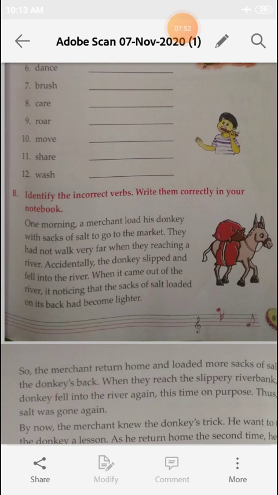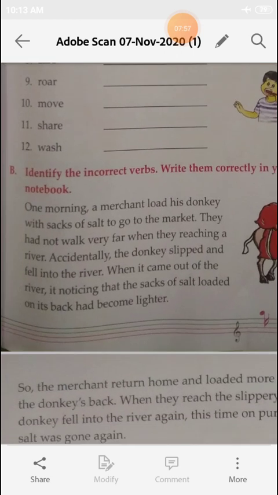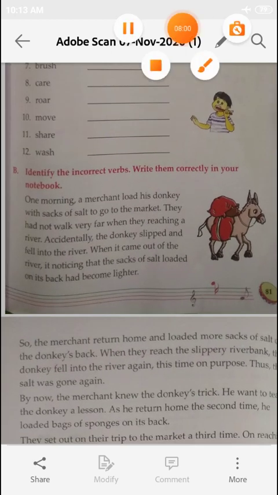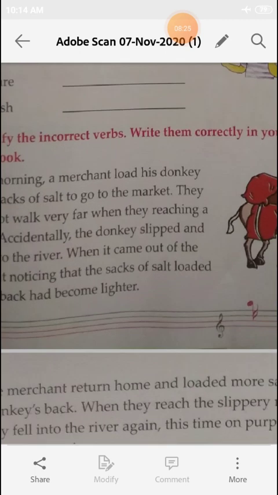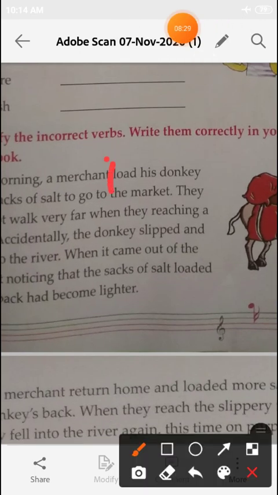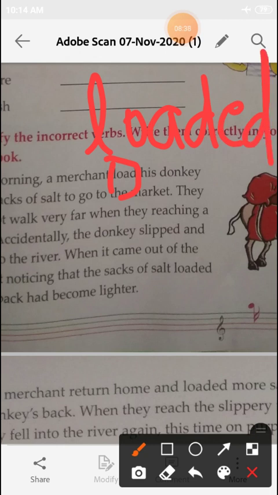Students, this question you fill in your notebook, so I explain here. This is a story of a merchant and his donkey. Let us read this story. One morning, a merchant loaded his donkey with sacks of salt to the market. Students, identify the incorrect verb. Load is not the correct verb. We write here L-O-A-D-E-D, loaded, because the word is in past time.